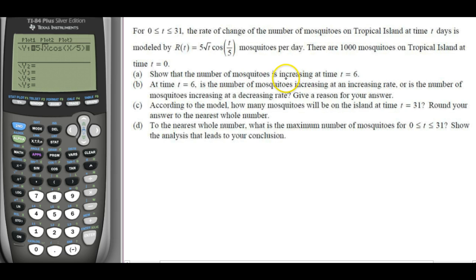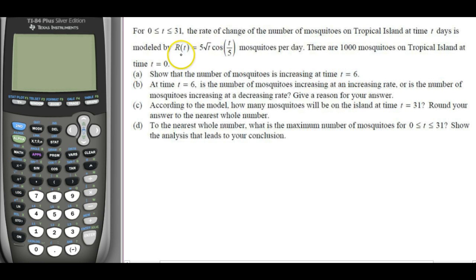So what I would need to show is that the rate of change of the number of mosquitoes is positive. So here's where a lot of students are going to make a mistake: they're going to think I need to take the derivative of r of t and substitute in 6. Because they understand that to find where a function is increasing, I need to know that its derivative is positive. So at this specific time, I would need to show that the derivative is positive.